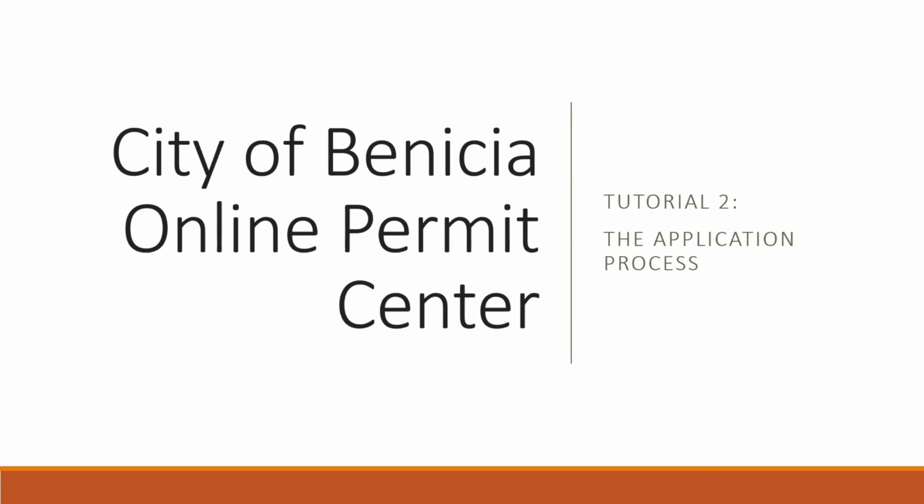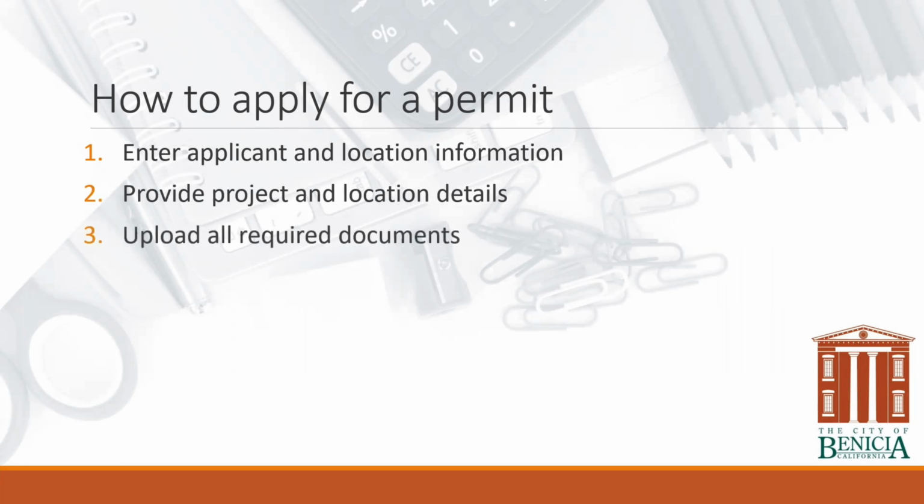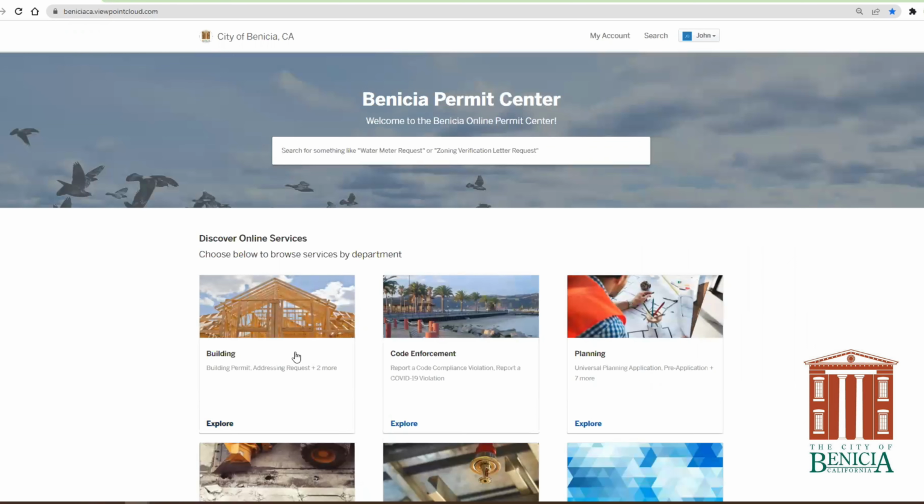In this second tutorial, we're going to go over the actual application process. To pick up where we left off in the first tutorial, we'll actually go through applying for a permit, starting with entering your applicant and location information, then providing project and location details, uploading all required documents, and then finally submitting the application.